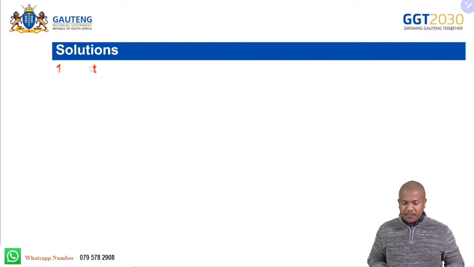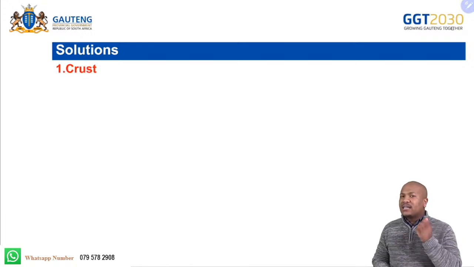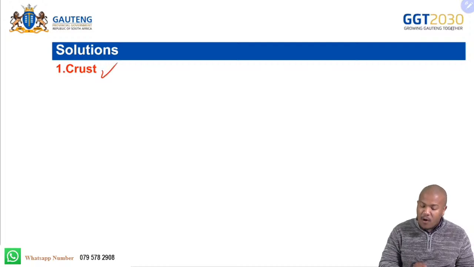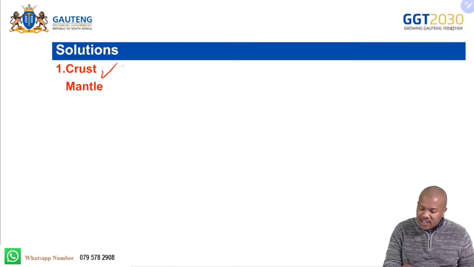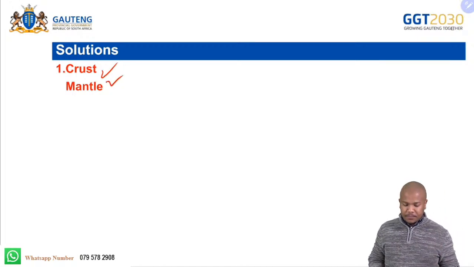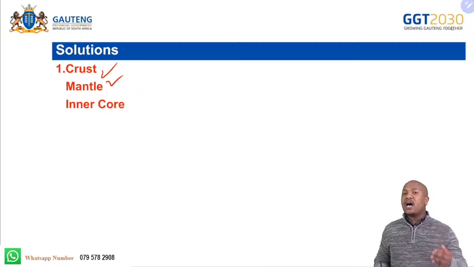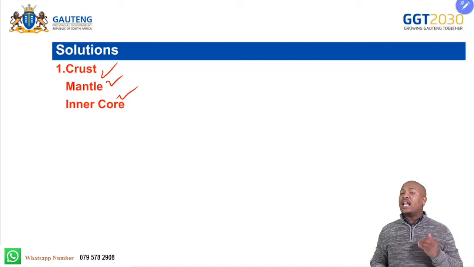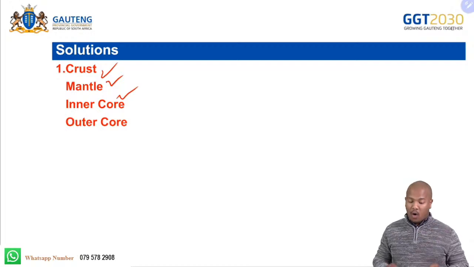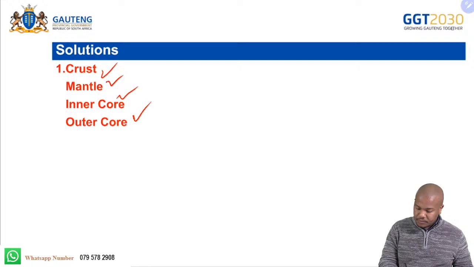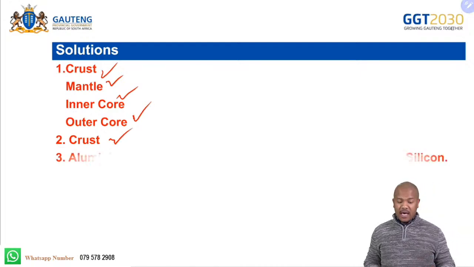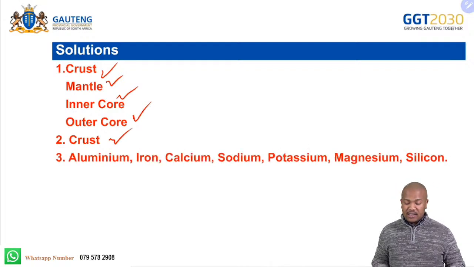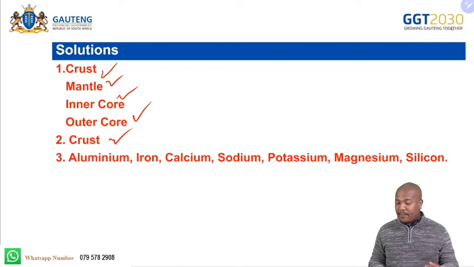For number one, the first word there is crust. That C is for crust. Then the following one is mantle. We're dealing with the layers of the Earth. Then the third one is inner core, whereas the last one is outer core. Then number two, the name is crust as well. Then number three, it's minerals such as aluminium, iron, calcium, sodium, potassium, magnesium, and silicon.